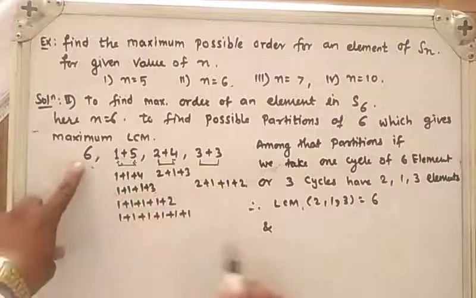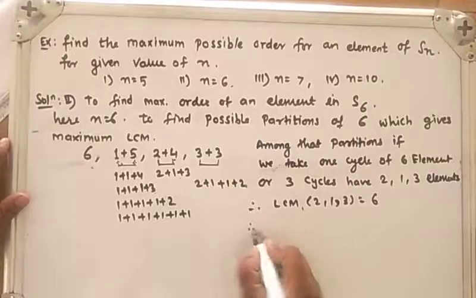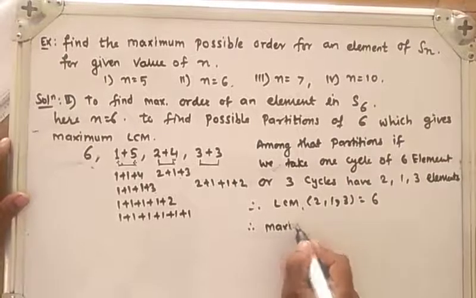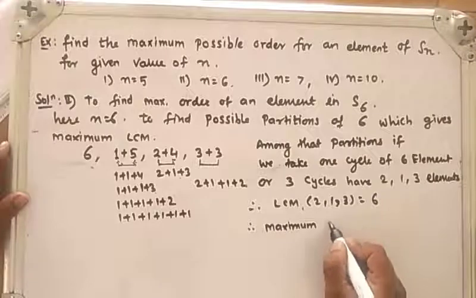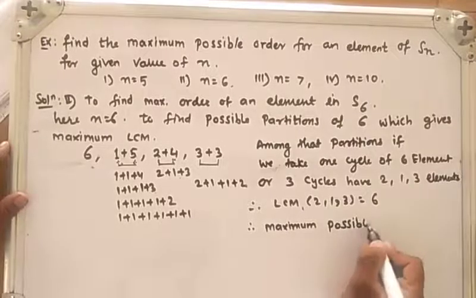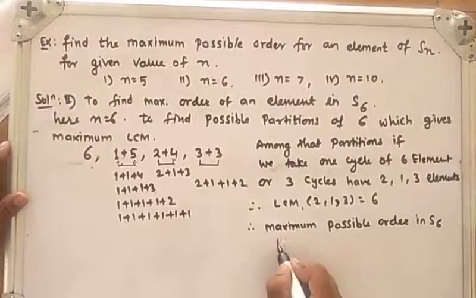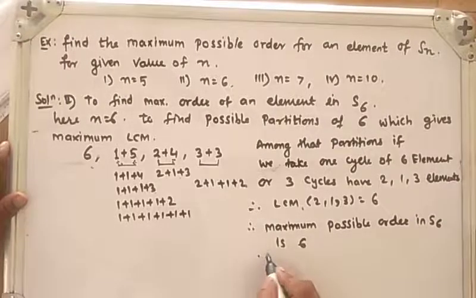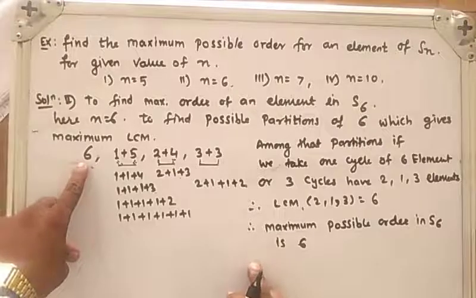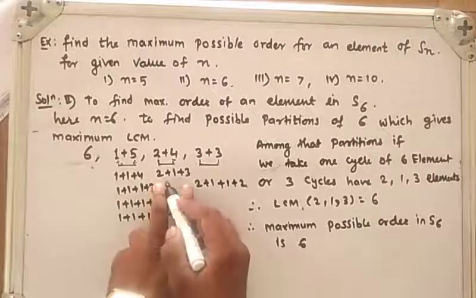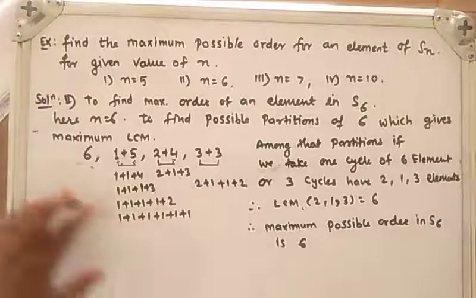Therefore the maximum possible order in S6 is 6, because I will take single cycles having 6 elements, or 3 cycles, where the first cycle has 2 elements, the second cycle has 1 element, and the third cycle has 3 elements.